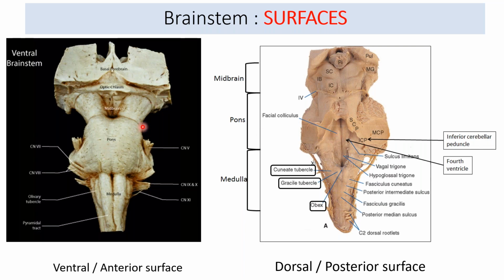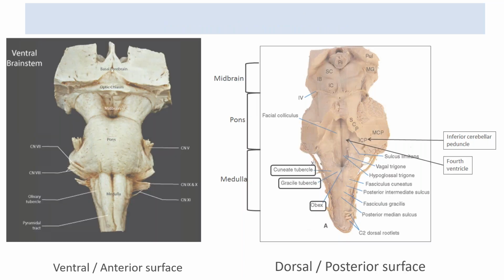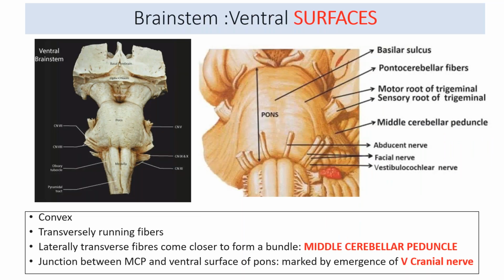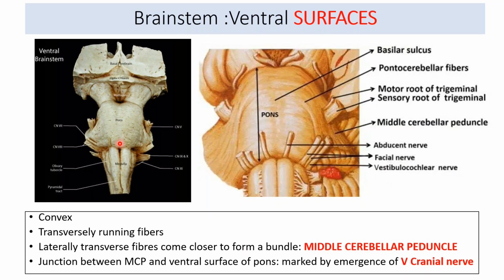So this was the anterior aspect of the pons, which characteristically has a sulcus or a depressed area, linearly arranged, which is called the basilar sulcus, in which lies the basilar artery. Now we begin with the ventral surface first. The ventral surface is convex in shape and characteristically has this basilar sulcus, in which there is a lodgement of the basilar artery.